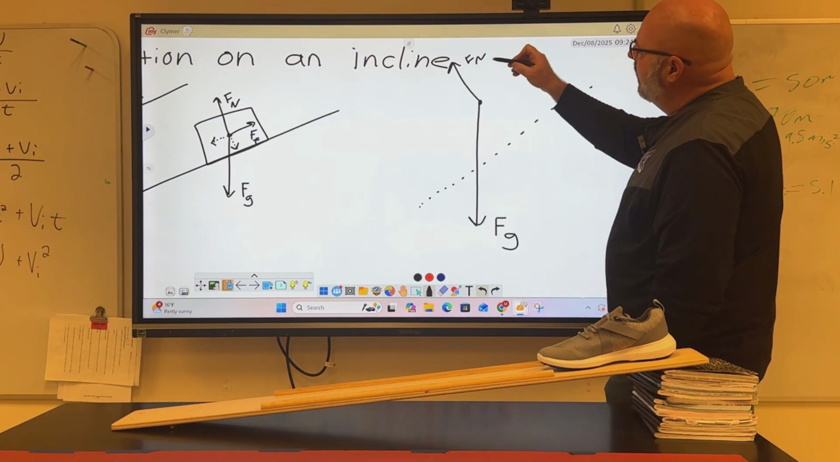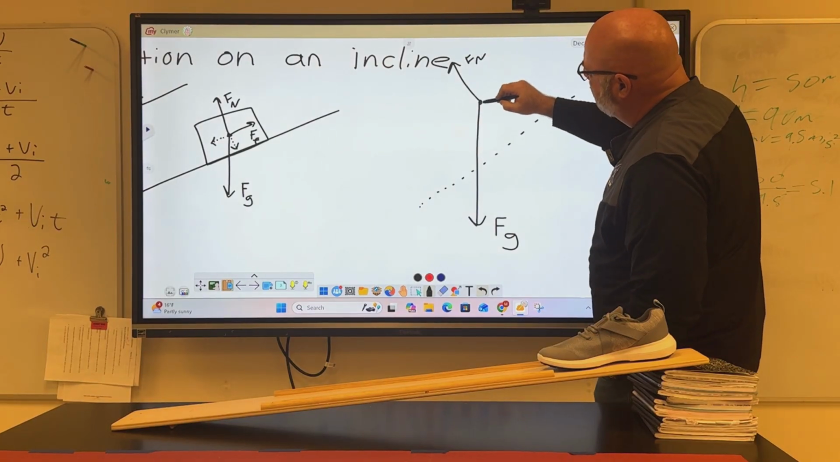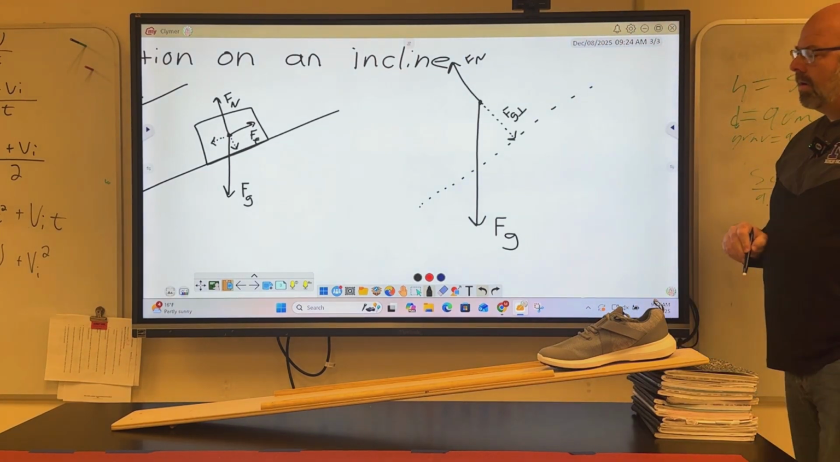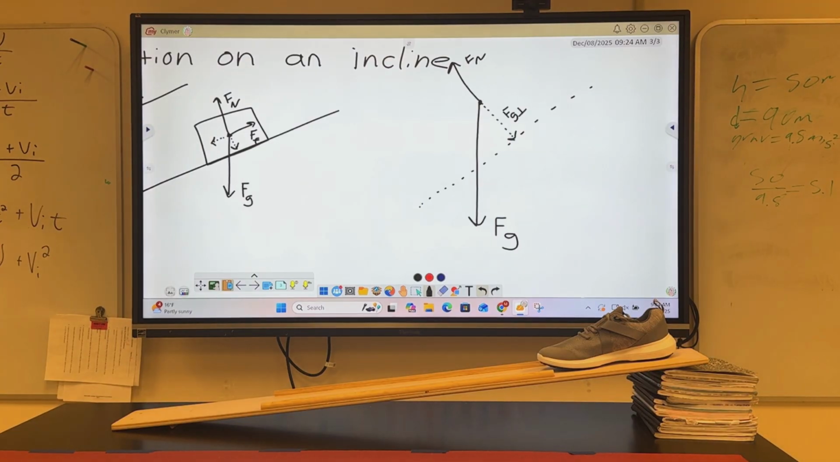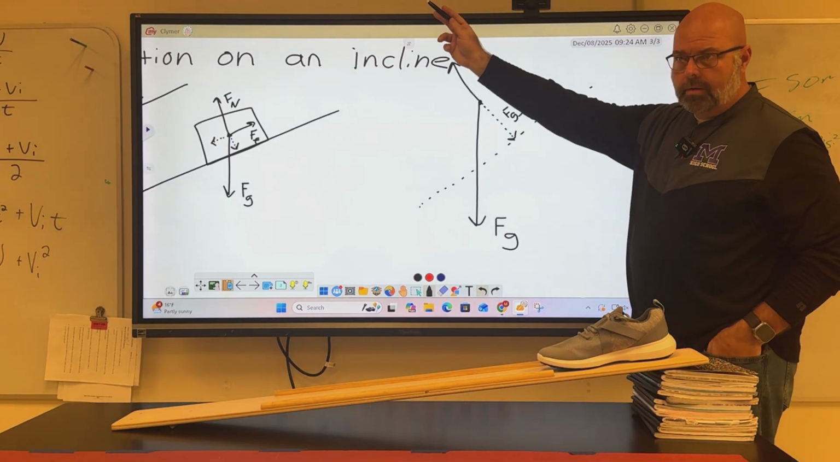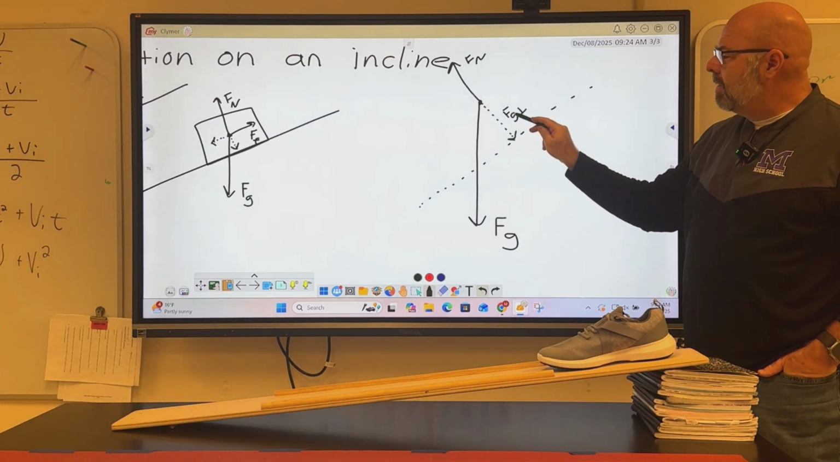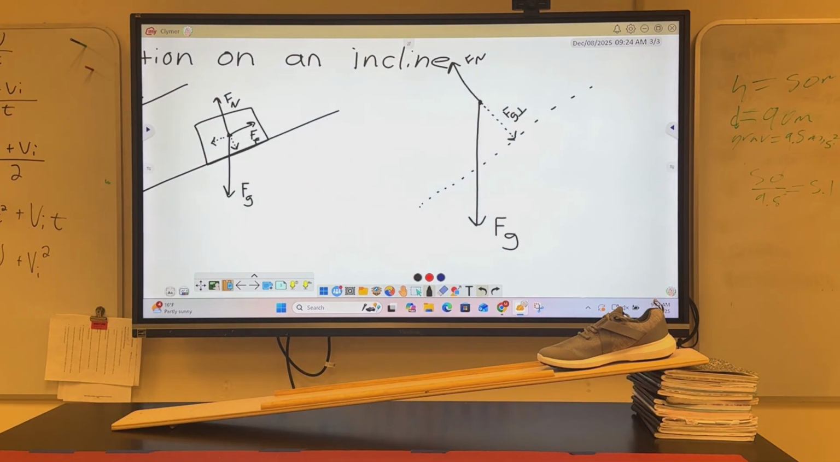So if there's a normal force perpendicular to this surface, there must be a portion of the gravity perpendicular to that surface, right? If the surface is pushing up, keeping this shoe from floating off into space, there must be a portion of the gravity holding it down. Is this portion of the gravity going to be more or less than the total of gravity? Less, right? Because we're only talking about the slice of that gravity that's diagonal.